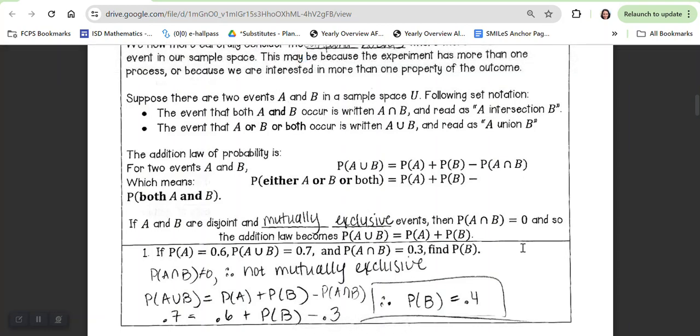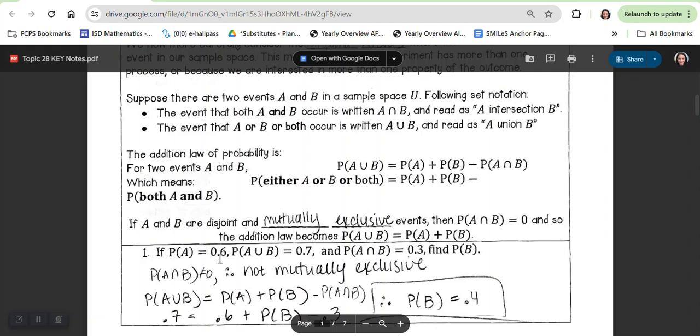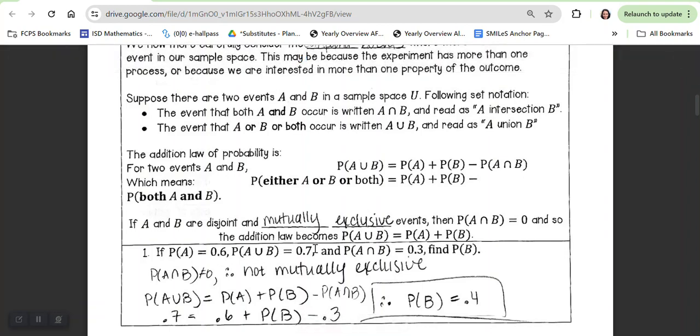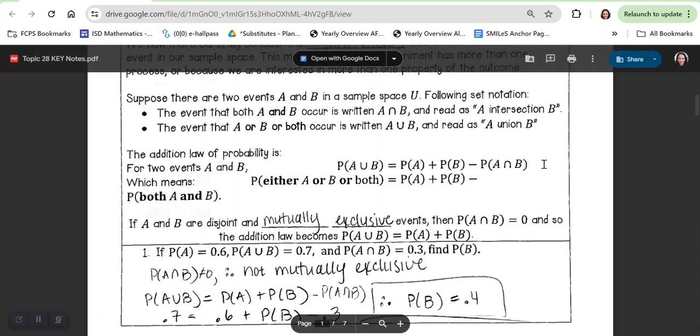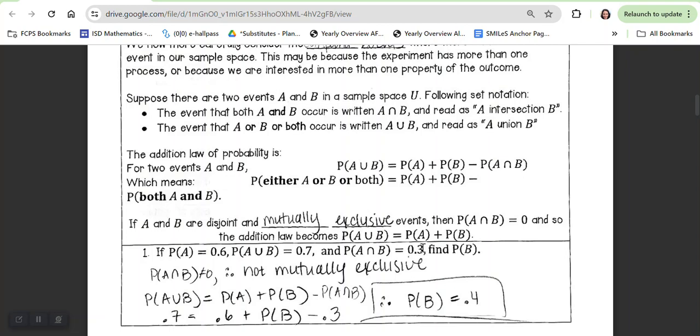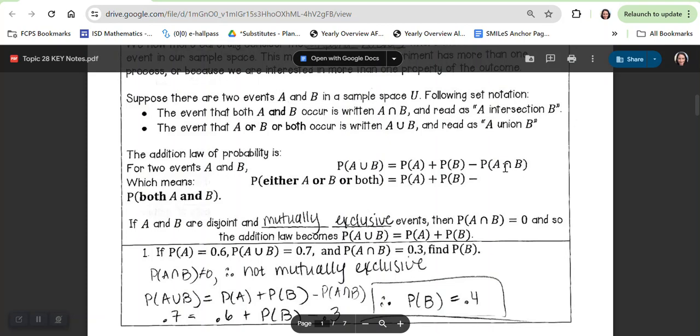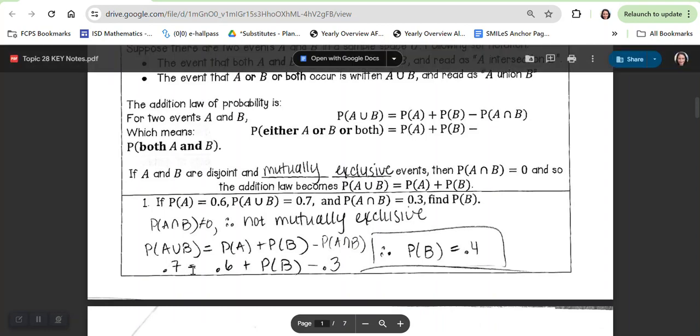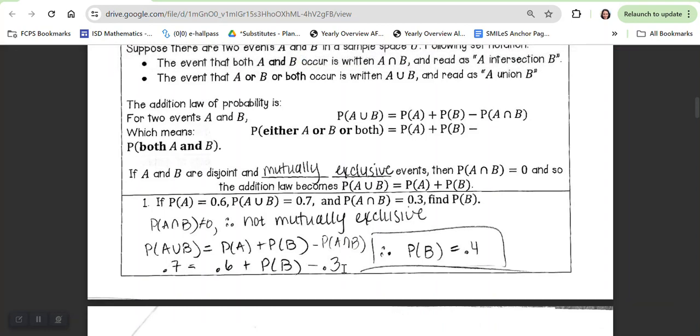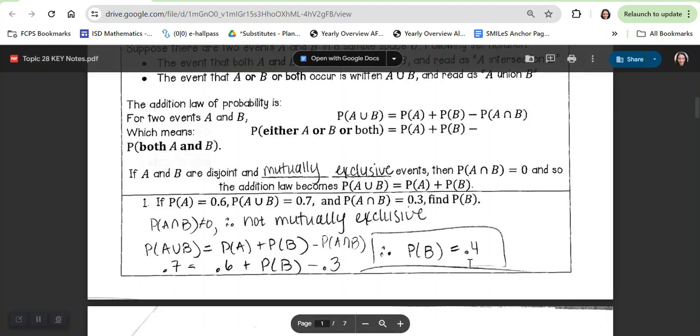Okay, let's look at this example. If the probability of A is 0.6, and the probability of A union B is 0.7, and the probability of A intersection B is 0.3, find the probability of B. And we can do this by using the addition law. And we know that it's going to be this one because the intersection's not 0. If the intersection were 0, then that would be mutually exclusive, and we would use the simpler rule. So copying this rule down right here, we simply substitute into it. And substituting in 0.7, 0.6, and 0.3, we can solve to find the probability of B is 0.4.